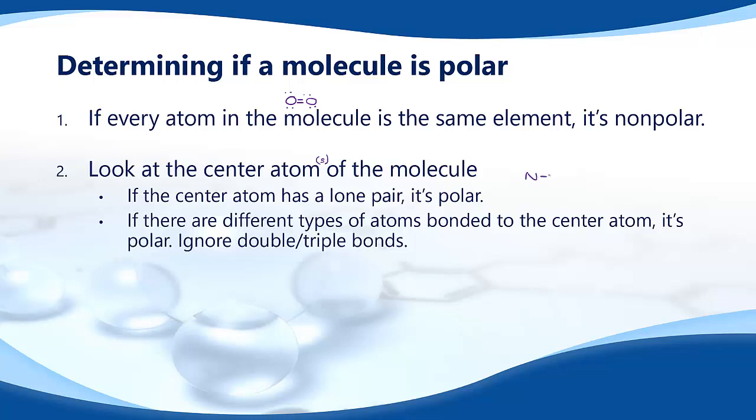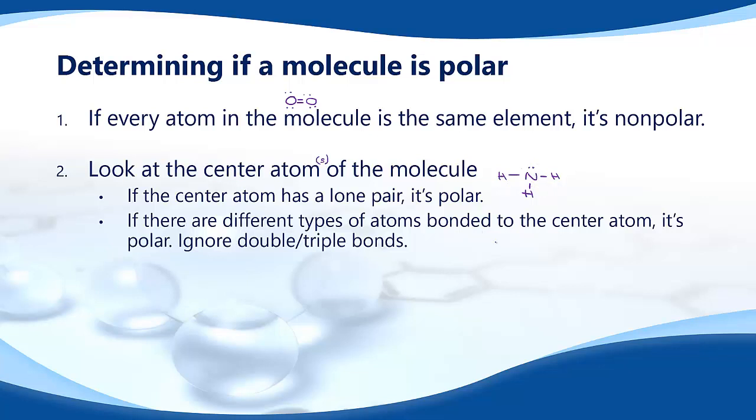I'll look at ammonia. Ammonia is NH3 with a pair on the nitrogen. The central atom of this molecule is the nitrogen. The nitrogen has a pair of dots, right? That pair of dots makes it polar, because if we're talking about 3 dimensions, it breaks the symmetry of the molecule. So this lone pair makes it polar.